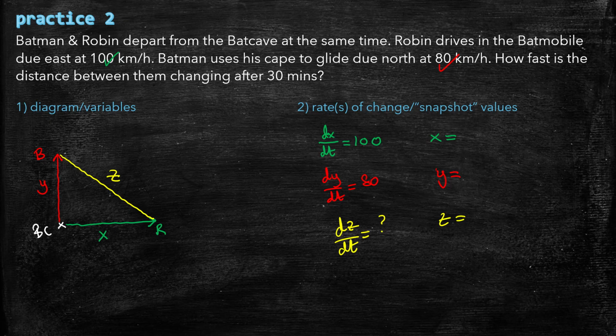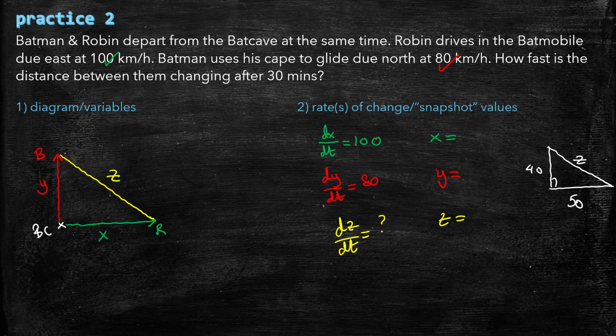So to find those snapshot values, what you want to do is create a little snapshot triangle so that at that moment in time, after 30 minutes, you know, where is everyone? What is the value of x, y, and z? So x, if it's half an hour, then that means that Robin will have only gone 50 kilometers. Let me write that there. And then Batman will have gone 40. And we need to find the distance between them at that time, and we'll call that z.